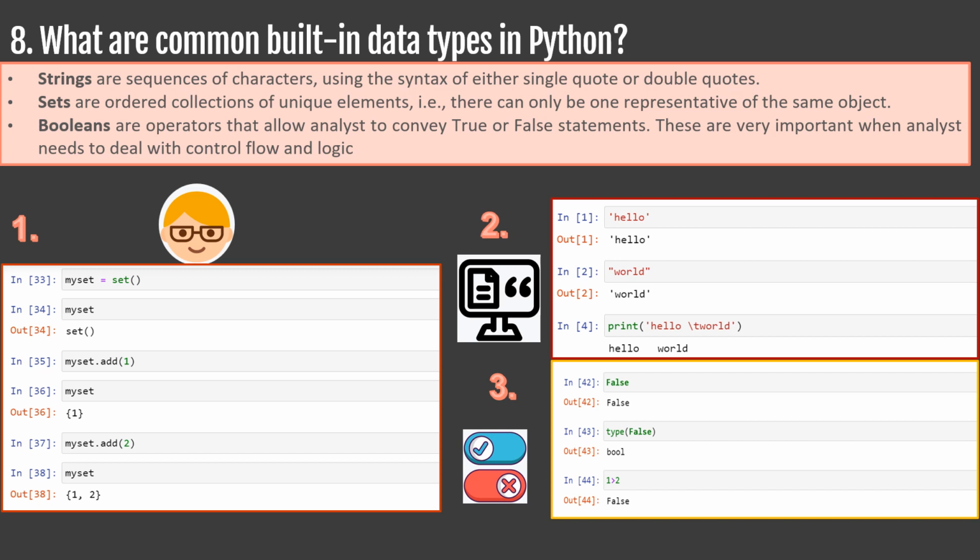\t can be used to create space between two words in a string, and print is being used to finally print the string hello world. Next one, booleans. False is a boolean which gives output as false. Type of false is checked and the output comes out to be bool. Expression 1 greater than 2 gives the output as false.